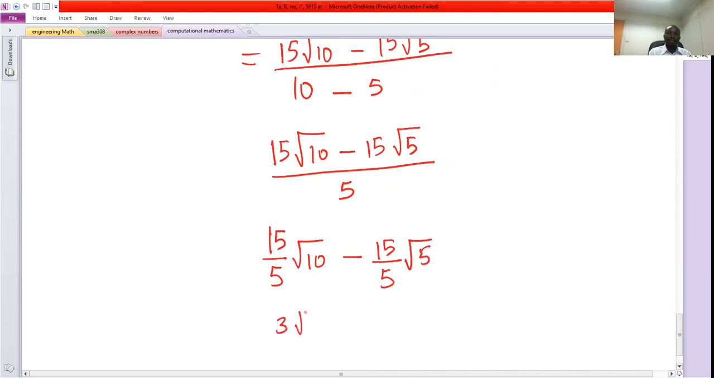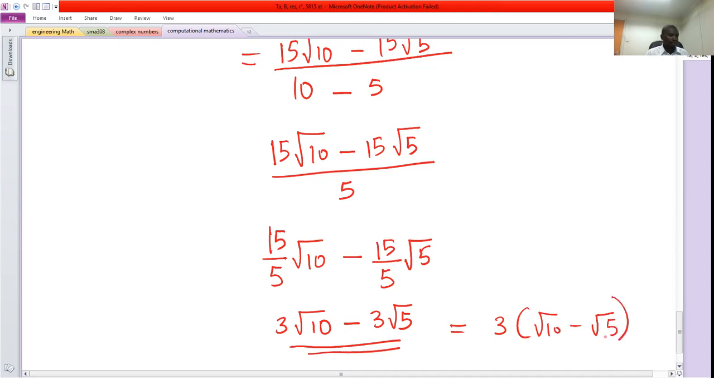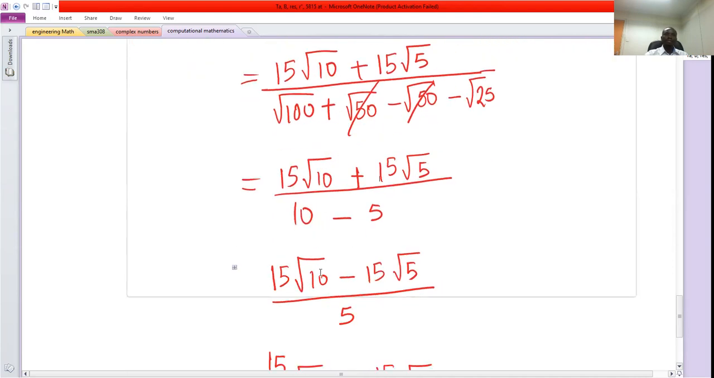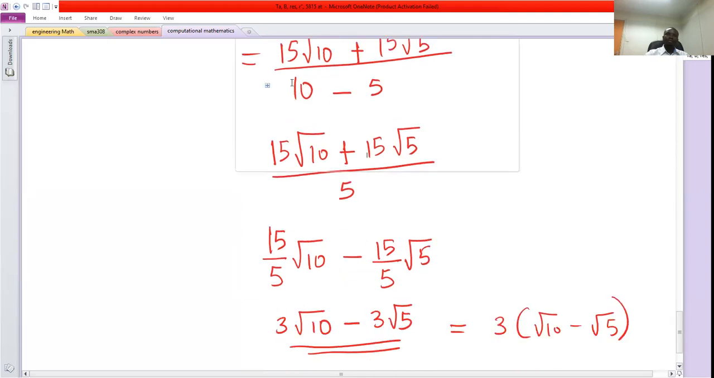This will be 3 root 10 minus 3 root 5. Or we can write it as 3 into root 10 minus root 5. So this plus, not minus. All these signs are positive. Sorry for that. All these are positive from the first numerator. So this plus.